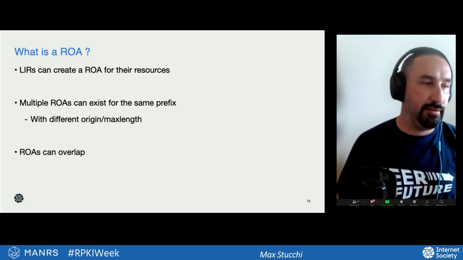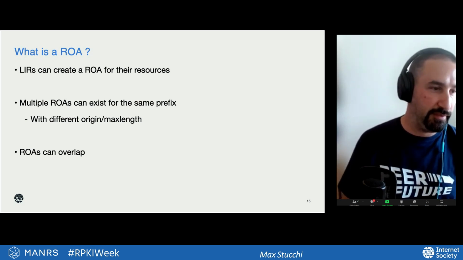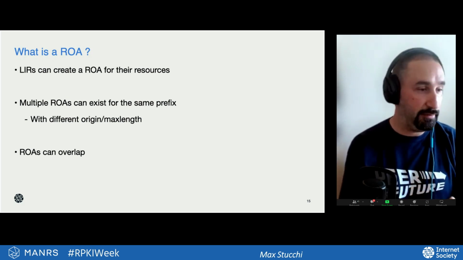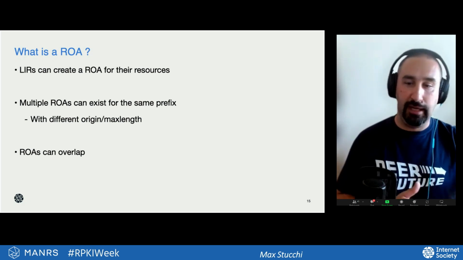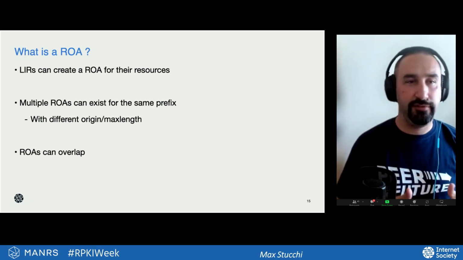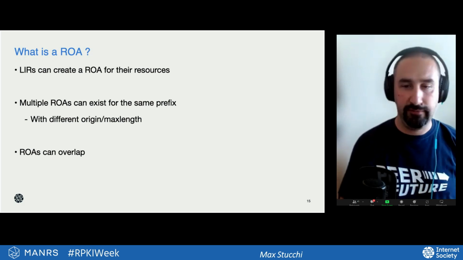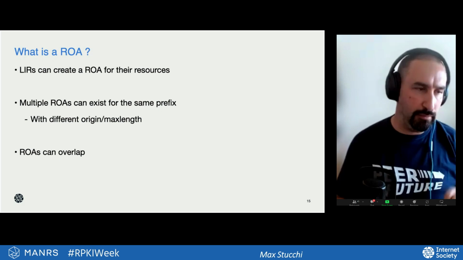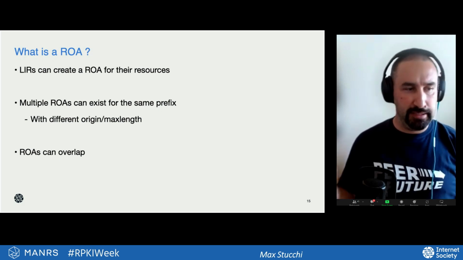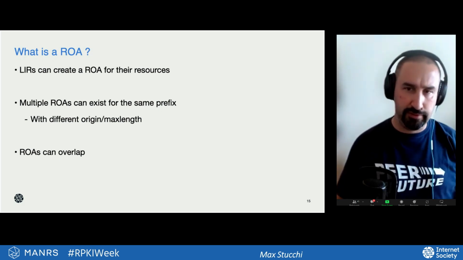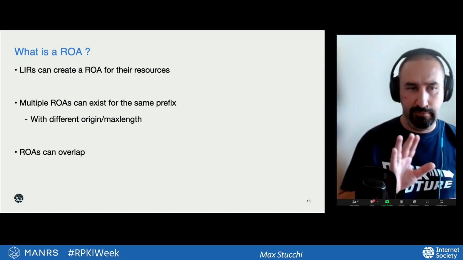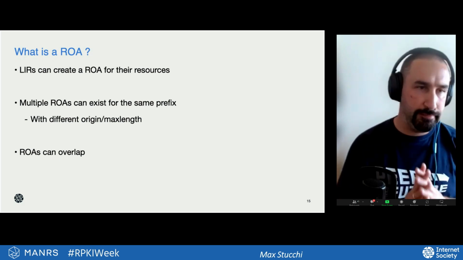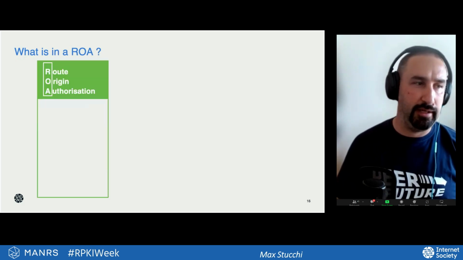Well, route objects can exist in multiple types for the same prefix with different origin. And there's a keyword that we're introducing here, max length. We'll see that in a moment. And ROAs can overlap. So you can create ROAs the way you want. You can have multiple ROAs for the same prefix with different origin. You can have multiple ROAs with different max length. They can overlap. You can have a ROA for a /22 for one of the /23s covered by this /22 and so on. So you have complete freedom on how you can create a ROA.